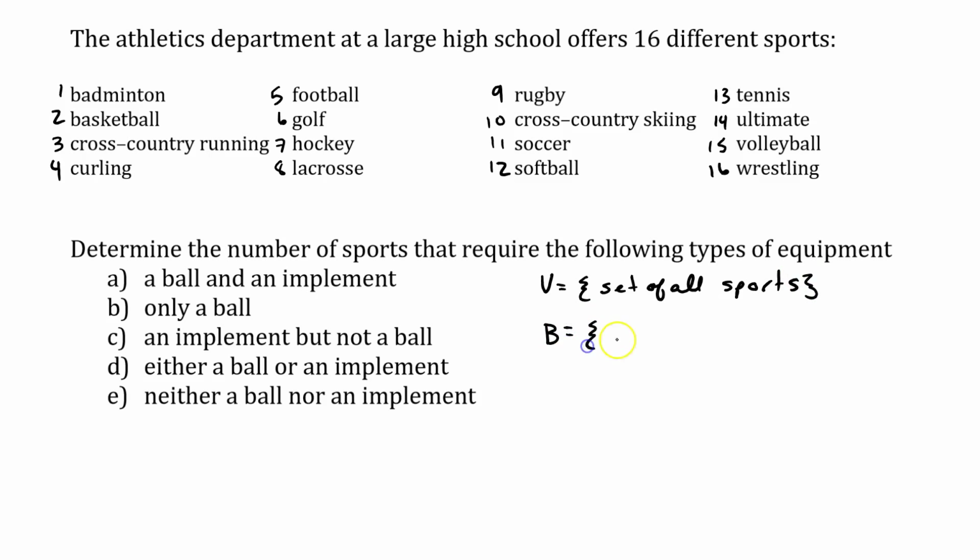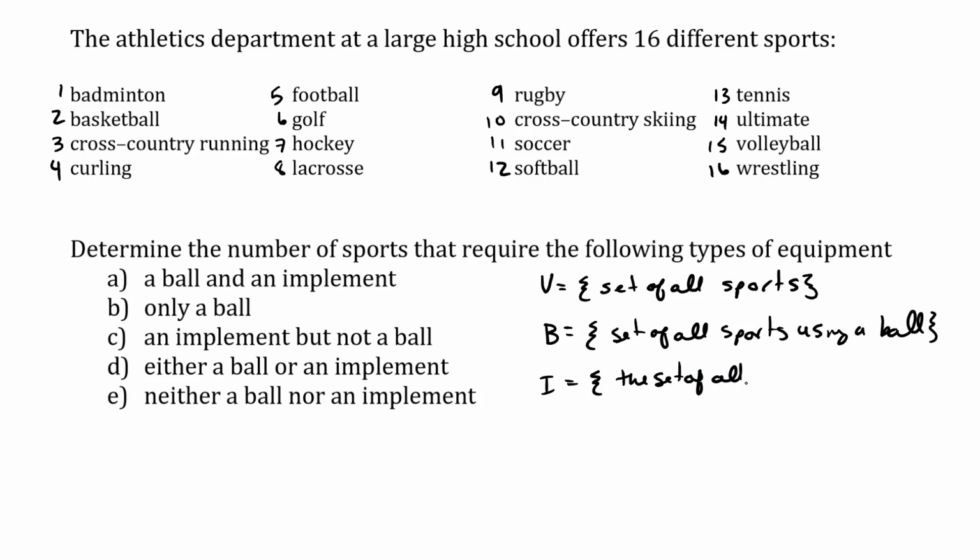B is the set of all sports using a ball. And I is the set of all sports using an implement.